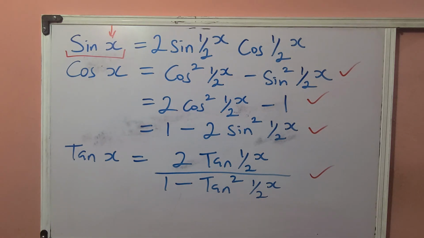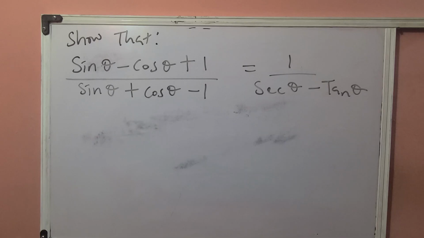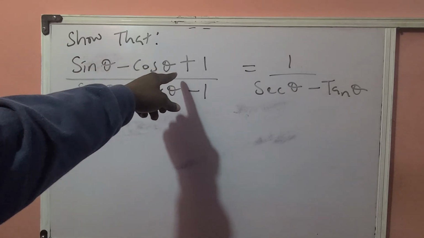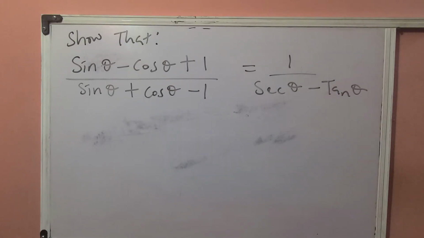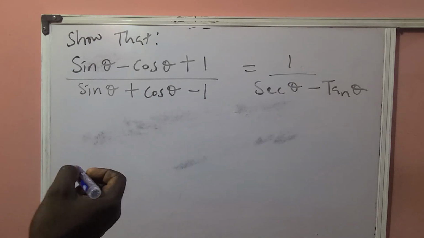So I advise you write this identity somewhere because we'll be making use of them in the next question we want to solve. Looking at this particular question, you can see we are having sine theta, we are having cos theta. We're told to prove that this left-hand side is equal to this right-hand side. This is a very important application of the identity I just showed. One of the things you have to do quickly is to fix those identities into this particular left-hand side. And let's see how we go from there.